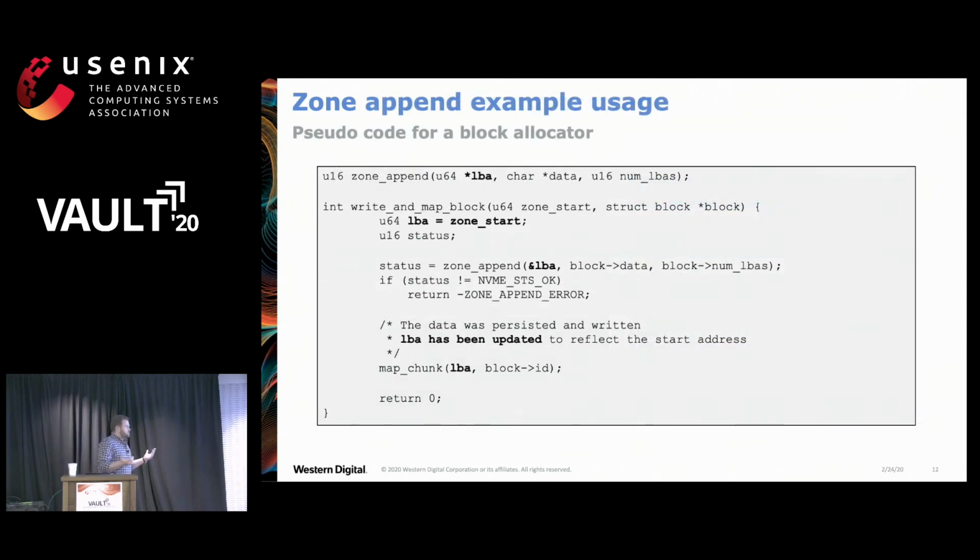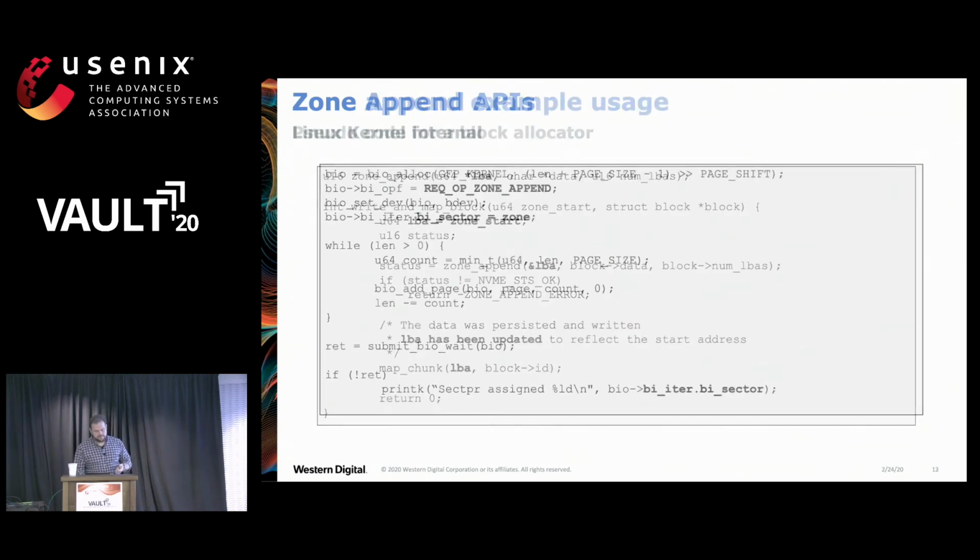Obviously that was NVMe CLI, but you can put this into your favorite file system or your distributed file system, wherever you would like, and basically write on that block. So you can go in and say, here's the zone start, and here's the block. Then you say zone append, here's the LBA, and then the data and how many LBAs you would like to write. And then you get back where it is, and you map it with this chunk below. So that works pretty nicely.